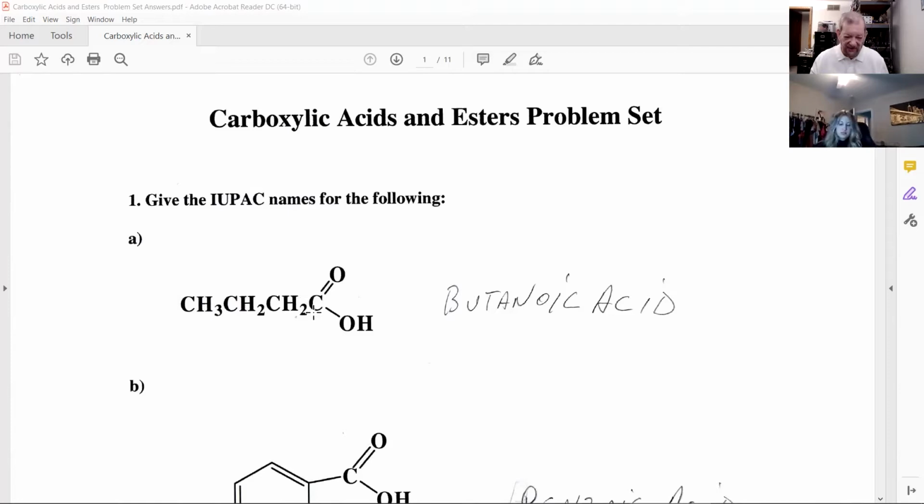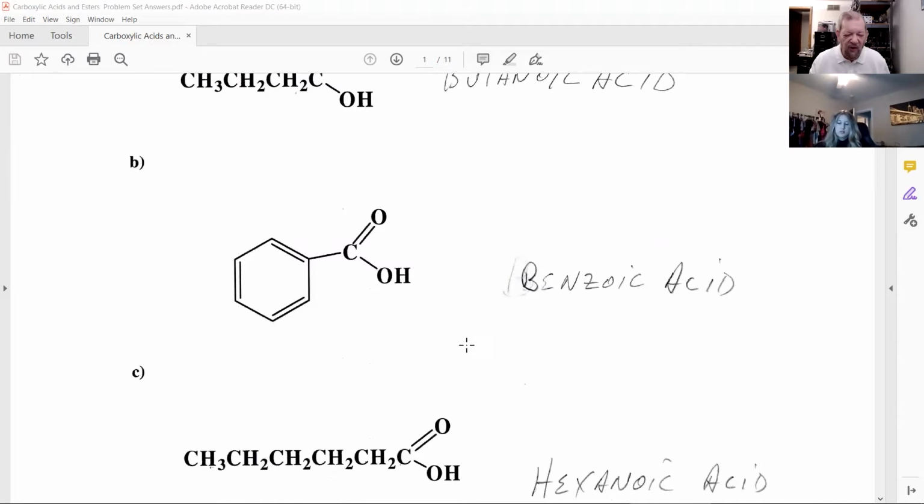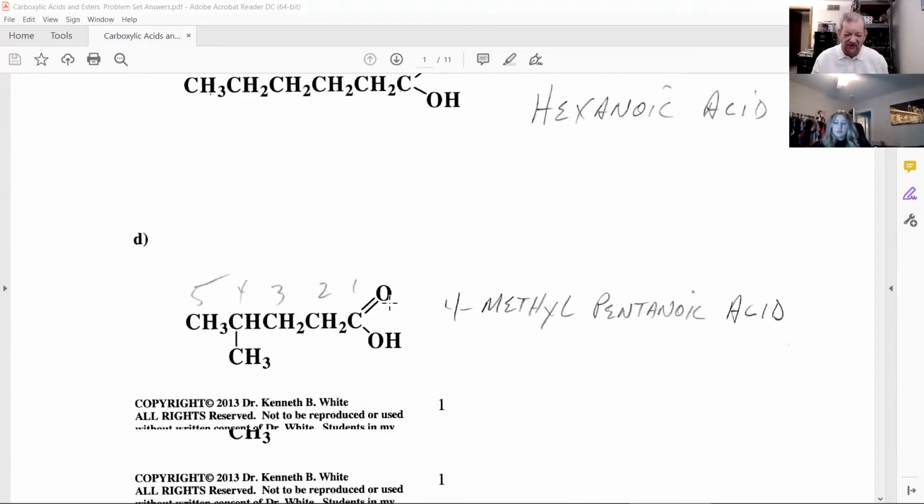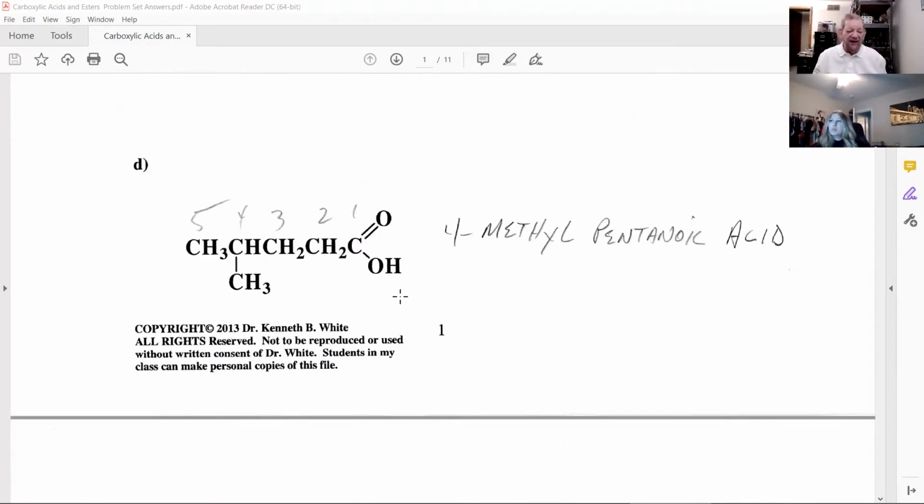Find the longest chain with the carbonyl carbon, carbon double bond to oxygen, name it as an alkane, 4 carbons butane, drop the E, add the letters OIC and the word acid. Now, this is the one carboxylic acid that the common name became the IUPAC name, and this is benzoic acid. And here, 6 carbons, hexanoic. All right, now when you have an alkyl group on the chain R of the carboxylic acid, remember the carbonyl carbon is always 1. Carbonyl carbons rock. You don't put that in the name, but that's where you start numbering. So this one, the longest chain, 5, pentane, drop the E and add the letters OIC and the word acid, pentanoic acid.